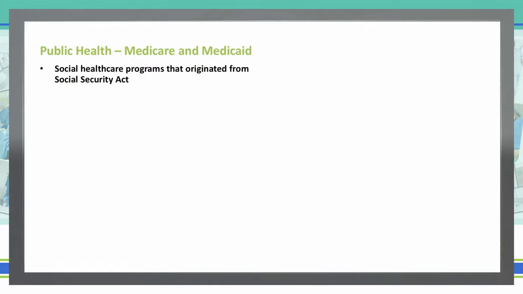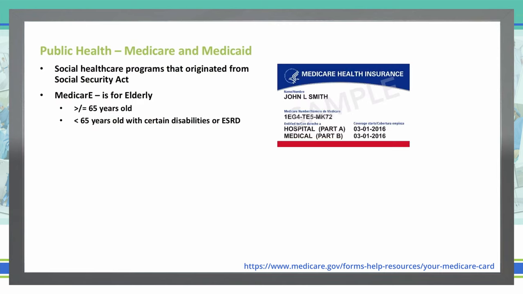Let's continue on and discuss some of our Medicare and Medicaid policies. So what is Medicare and Medicaid? Well, these are social health care programs that originated from the Social Security Act in 1935. So Medicare. Medicare ends with an E.